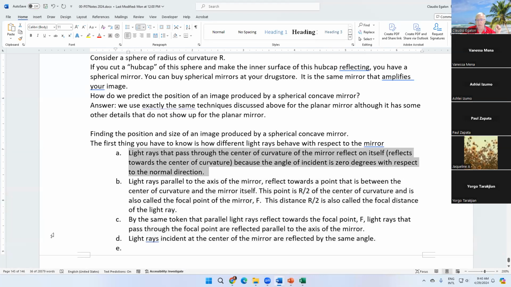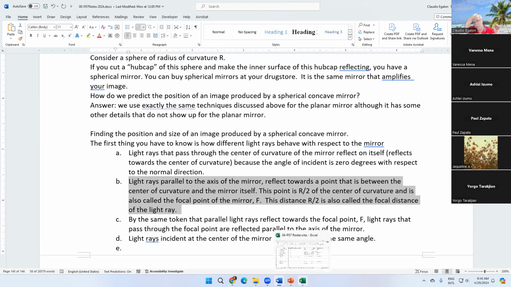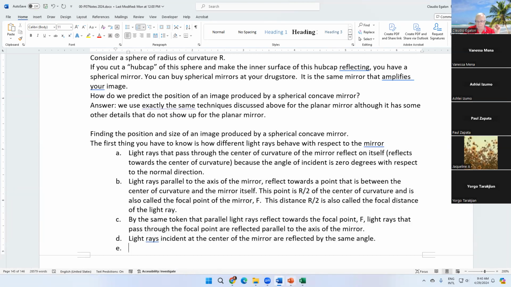A light ray that passes through the center of curvature of the mirror reflects on itself, because when the light ray reaches the surface of the spherical mirror, the angle of incidence is going to be 0 degrees with respect to the normal. That's why it reflects on itself. Here's the same thing here. A light ray parallel to the axis of the mirror is going to reflect towards the focal point, because that angle of incidence is going to be equal to the angle of reflection. The difference is that the surface of the mirror is curved, right? And the same thing applies to the other ones.